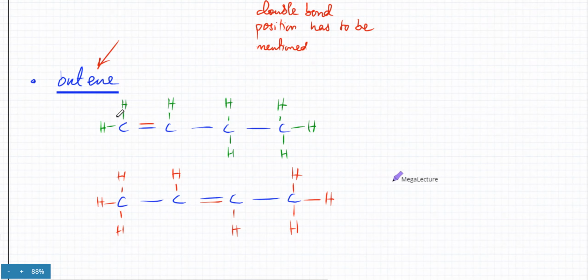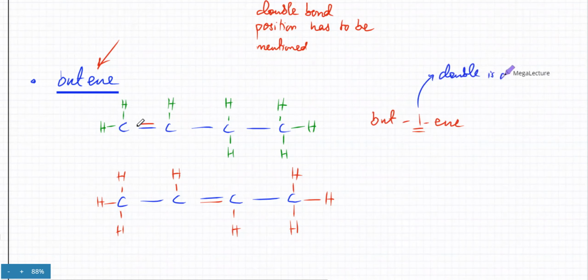So the double bond over here is on the first carbon atom. So this one is called but-1-ene. So that's where you add the position, right in the middle. The one indicates that the double bond is at position number one. So it is at position one.